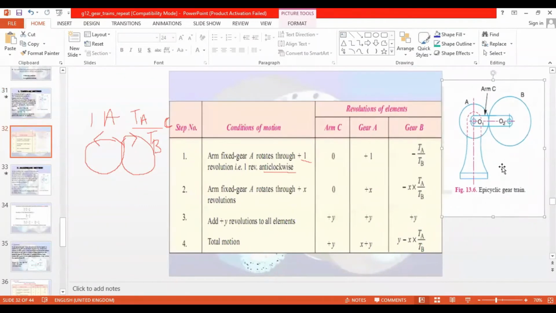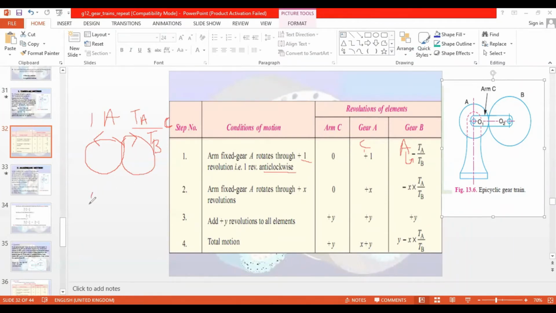So you see here, if A is making 1 revolution anti-clockwise, B is making clockwise, TA by TB. Since clockwise is considered as positive, I will put anti-clockwise as negative. This is again a must rule. If clockwise is considered as positive, then anti-clockwise is considered as negative. Or you can consider it the other way also: clockwise as negative and anti-clockwise as positive. But if one is positive, the other one is negative.